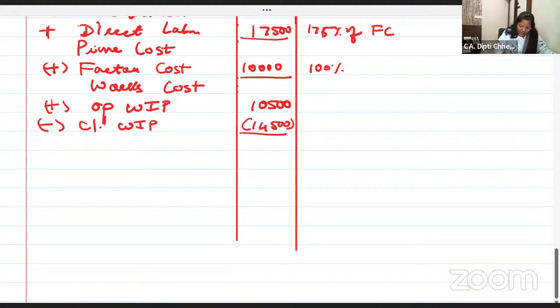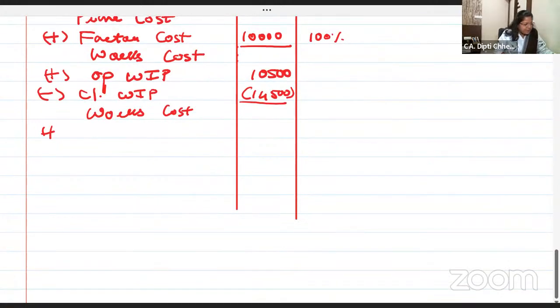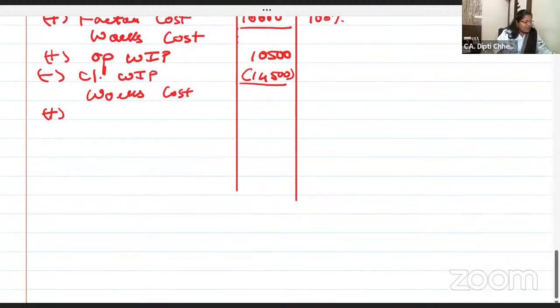Add administrative overhead. We don't know it, but it is there. Administrative overhead is there, and it is given along with the cost of the goods sold. So better we take it later. I told you administrative overhead you can take here or later. They have given cost of goods sold minus administrative overhead, so we will take it later.